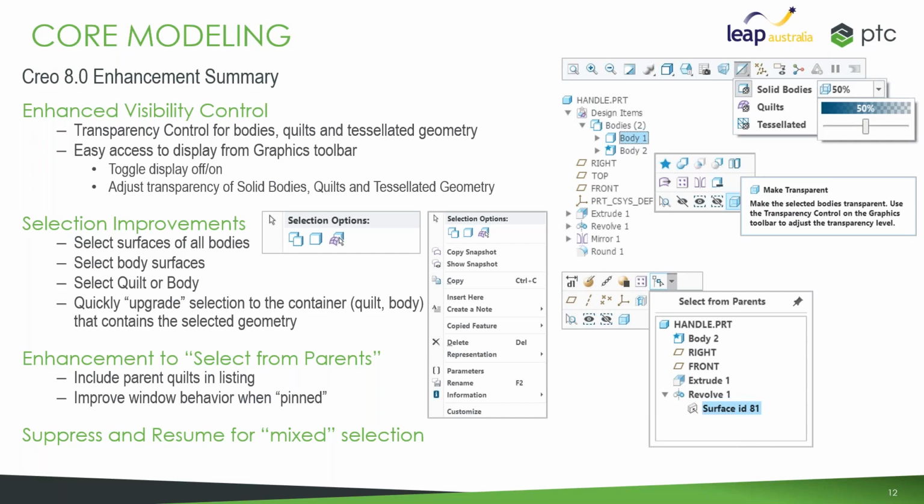Okay, on the selection side of things, a few new options there around defaulting selecting quilts as well, so making them easy to grab. You can still use your query select like you've always been able to do, but there's some other options in there as well with your select from parents.